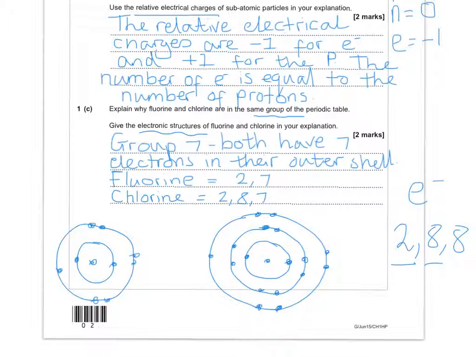So overall that will give you 2 marks for this answer. Say about them being in group 7 and what group 7 has, 7 electrons in the outer shell, and then remember to give the structures. Always double check the question at the end to make sure that you've answered every single bit and not just the first part.